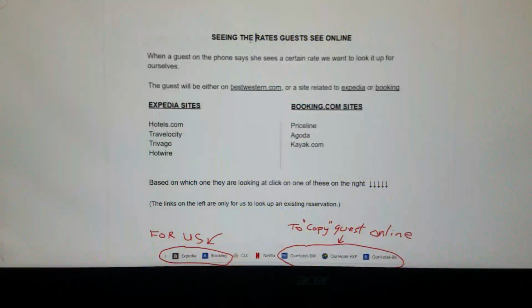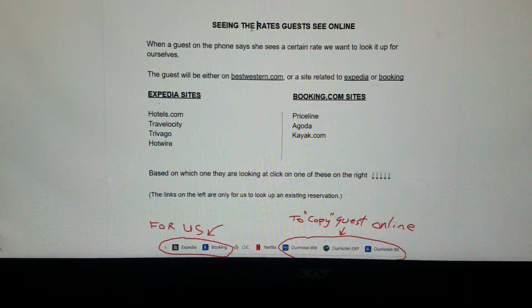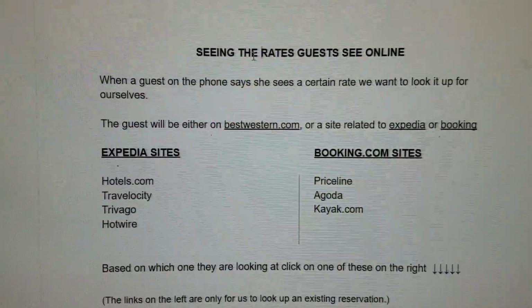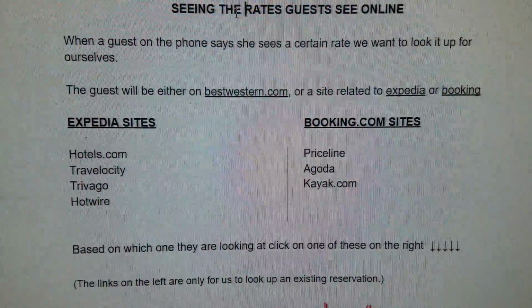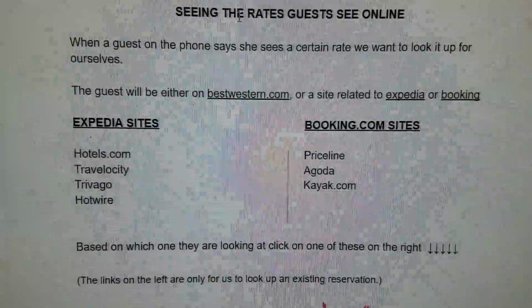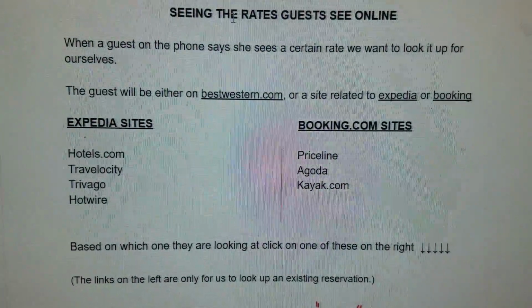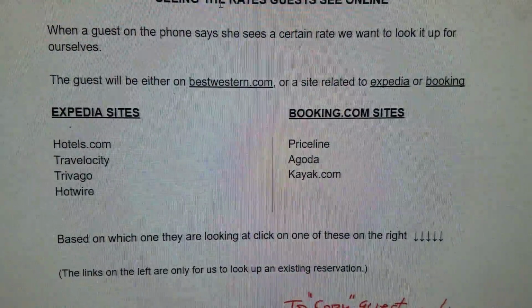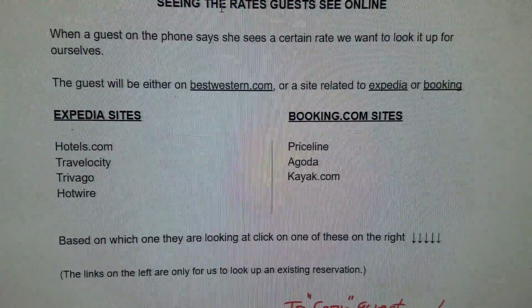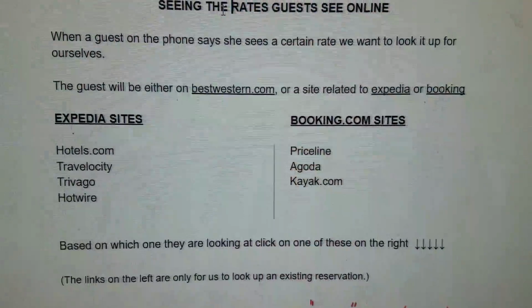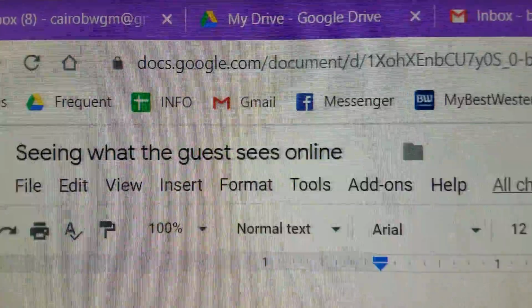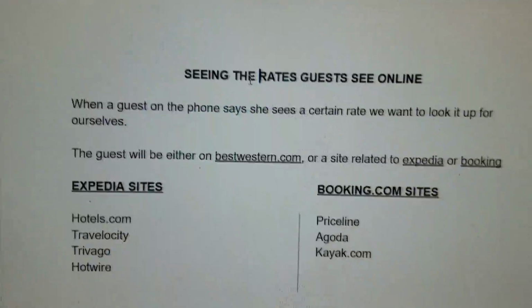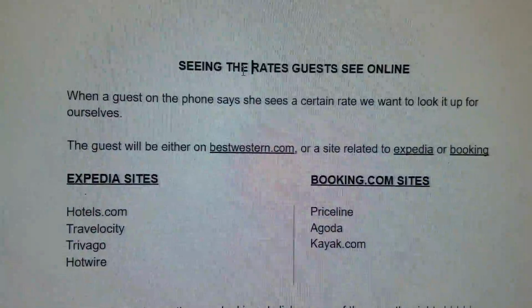I definitely want you to look up and see the rate for yourself online. So I'm going to tell you how to do that. The guests will be on typically one of three types of sites. One is our own site, bestwestern.com, which they usually think they're on even if they're not. Or they may be on a site that's related to Expedia or Booking.com. If you can tell them to look up here in their URL and the address of the site they're on, it'll tell them, if it's Expedia or bestwestern.com or whatever.